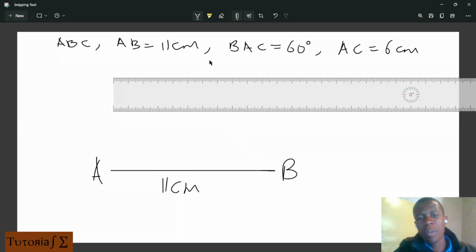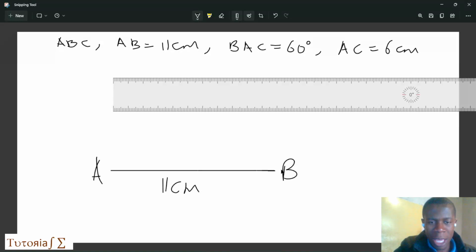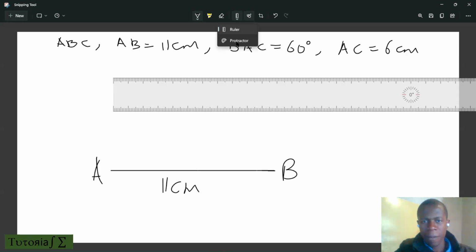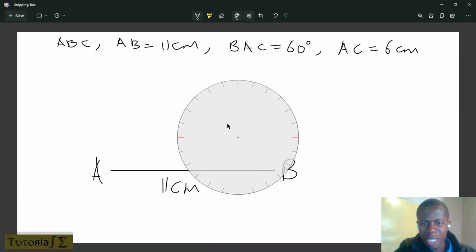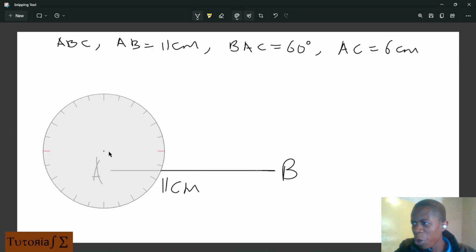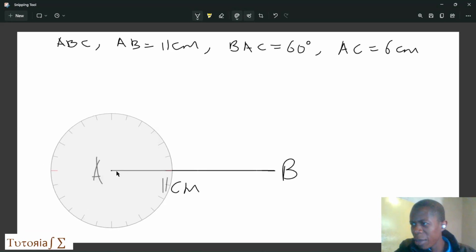You go to your BAC. The first letter, B, is where you're starting from. The second letter, A, is your turning point. C is where you end, A to C. So that is 60 degrees. You put your protractor on your middle letter, so we put our protractor on A. Make sure the dot on the protractor is at the very beginning of your letter.